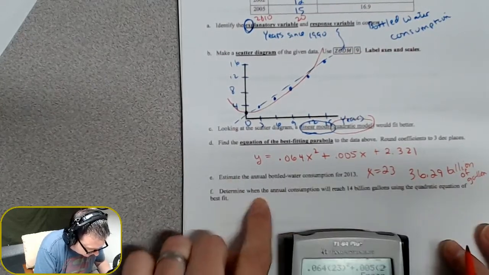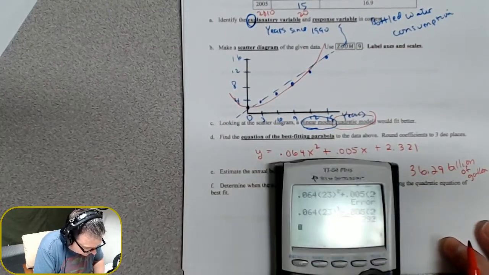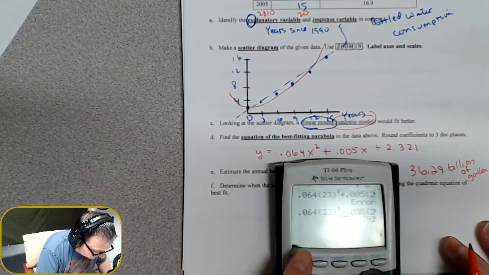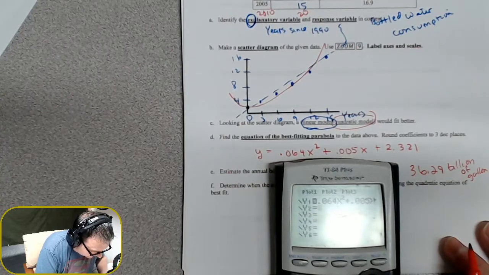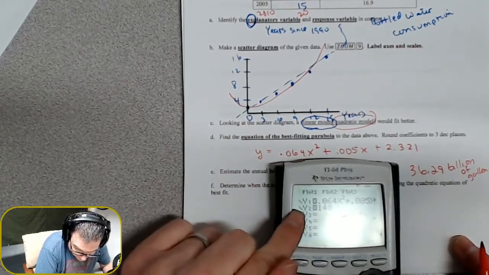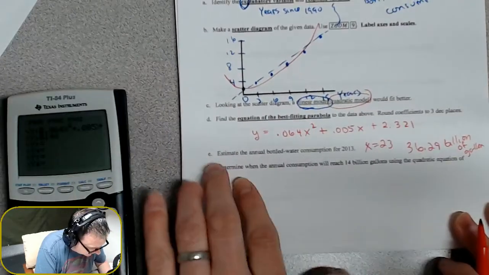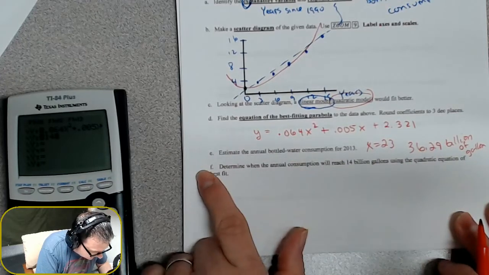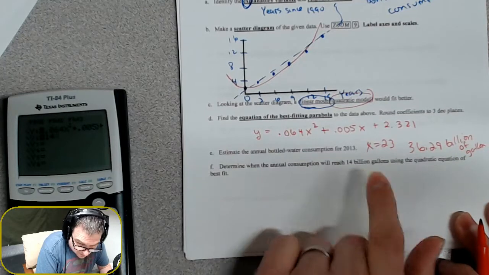Okay, now determine when the consumption reaches 14 billion. All right, that's a little trickier. We have to find the intersection of the graph. Remember we did that on the old worksheet, finding the intersection. Let me turn the plot off. This isn't saying x is 14, this is saying y is 14. Whereas the previous question was saying x is 23, and I'm plugging in 23 for x. This one is saying y, the billions of gallons, is 14, and solve for x.